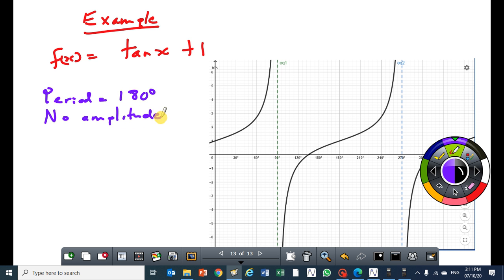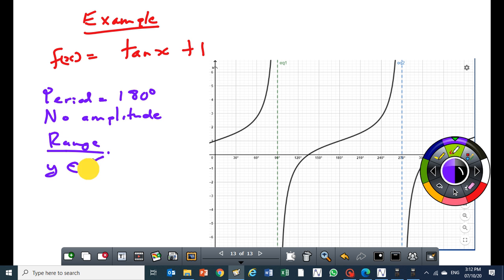If you get it wrong, but you still have the period right, is it still right? No. Remember here, in most cases, when the person asks you to sketch, they won't test you for the period. But because I'm teaching, I'm emphasizing because the concept of period is a very important concept. Amplitude, it doesn't exist. The range is going to be y is an element from minus infinity up to positive infinity.